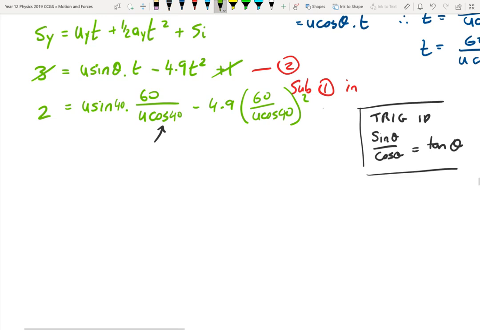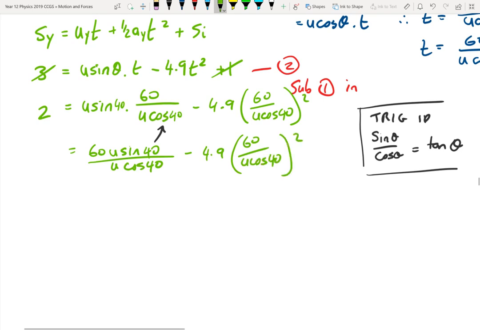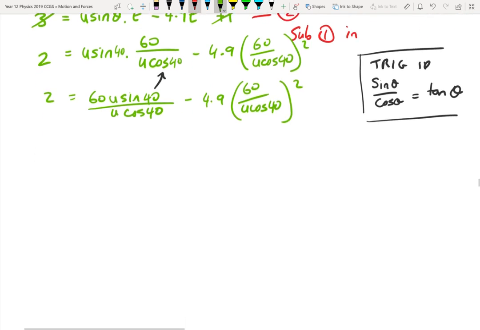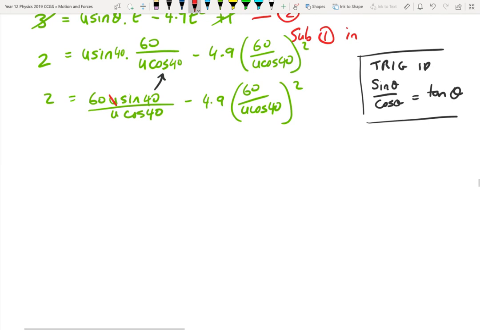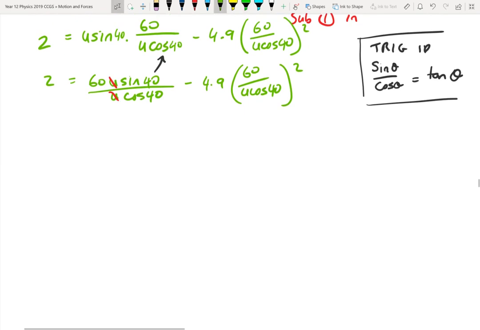Okay? The reason I've probably jumped the gun, let's go, look here, we get 60 u sine 40 over u cos 40 minus 4.9 60 on u cos 40 squared. That equals 2. So you can see why this is probably not going to appear in an exam, because we're already like 5 steps in and we still have about 5 to go. In that first term, that just becomes 60 tan 40.